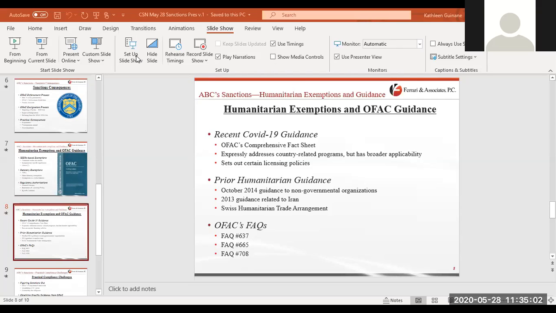There's a couple of FAQs I wanted to touch upon too, only with respect to Iran, Venezuela, and Cuba, but I think they're relevant and can be thought of with respect to other sanctions programs as well. So the first one is FAQ 637 that deals with Iran. That FAQ deals specifically with guidance for non-US persons engaging in transactions related to the provision of humanitarian and consumer goods in Iran.